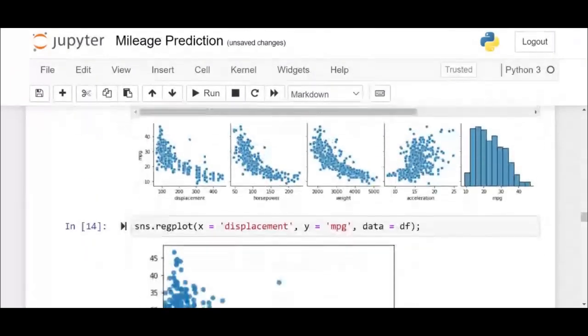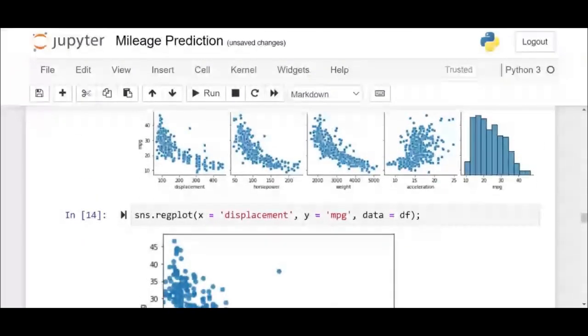Looking at this, it seems to be like a C or a curve. Looking at the scatter plot, it seems there is a negative correlation. Whether positive or negative, the correlation is high. But we are also seeing that it's not linear. It seems to be like a curvature.